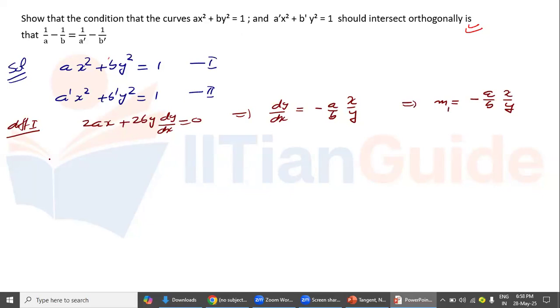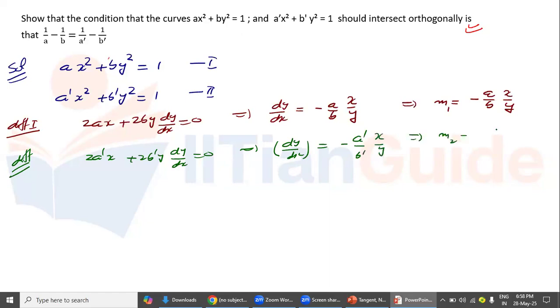Now I am calculating the slope of the tangent on the second curve at the point of intersection. Here I will get 2a dash x plus 2b dash y into dy by dx equal to 0. Similarly, I am getting dy by dx as minus a dash by b dash x by y. But the slope of the tangent I have got for the first curve is minus a by b x upon y. Just leave it. Now he has given m1 m2 to be -1.